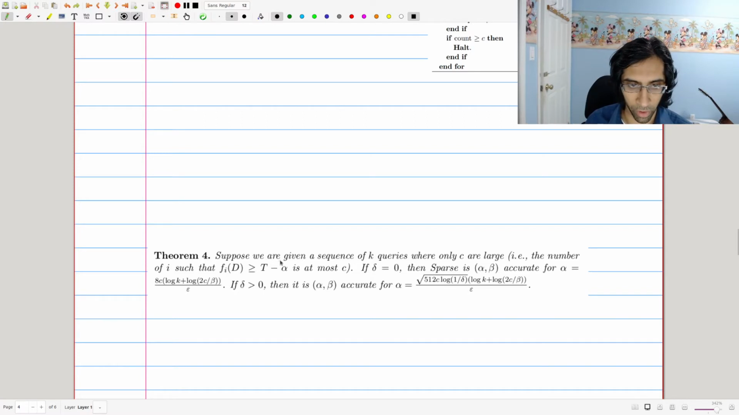The theorem says the following. Suppose we're given a sequence of k queries, where only c of them are large. So, similar to before, the number of i such that they're above the threshold minus alpha is at most c. Then if delta is equal to 0, like the pure DP case, it's going to be alpha beta accurate for alpha equal to this value here.